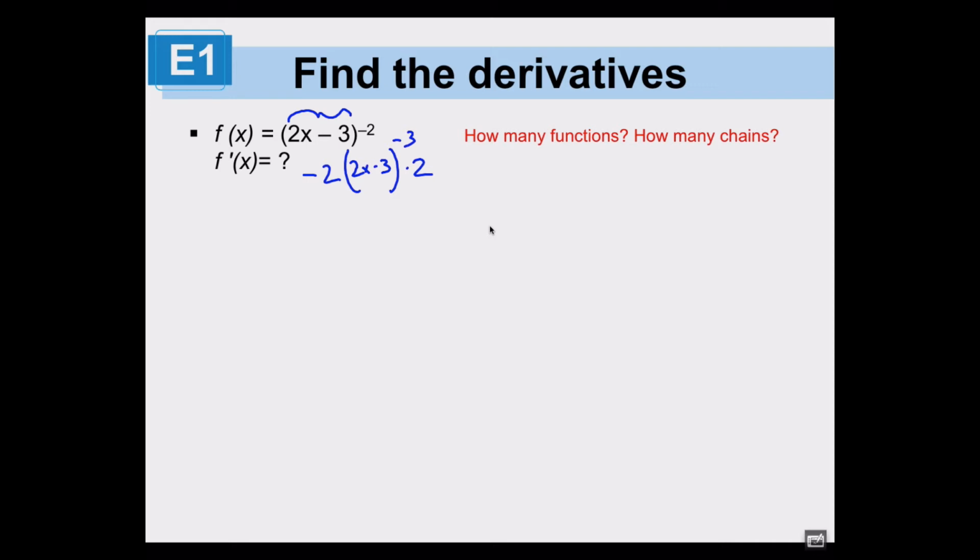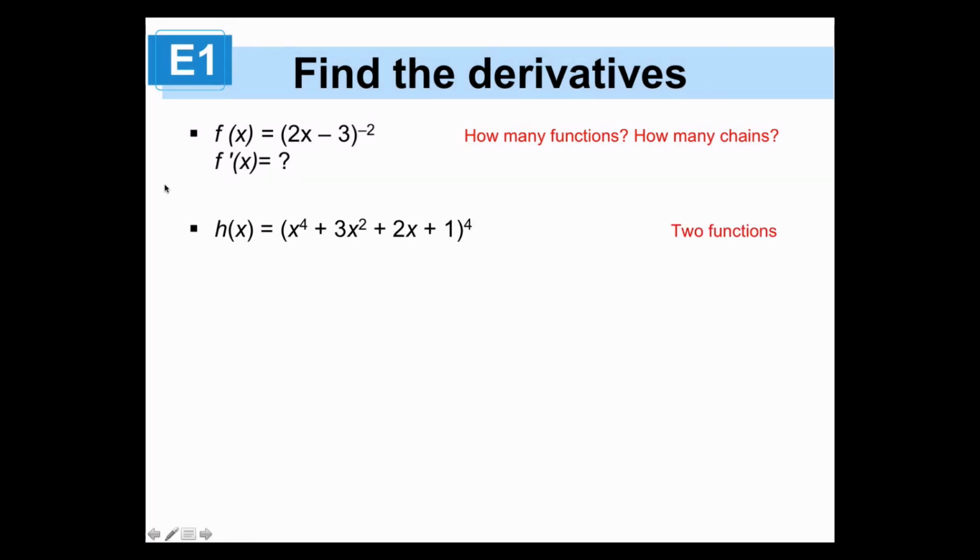Okay, and again, let me show you another way to do it. If some of you are confused, you could do this. Make u equal to 2x minus 3. So you could rewrite this function as u to the negative 2. Derivative of u to the negative 2 is negative 2u to the negative 3, and then you have to chain on the derivative of u, which would be 2. If that works better for you, go ahead. But I think in the long run, this will work better for you. Okay, let's do another example. Notice that this is 2 functions. What are they?